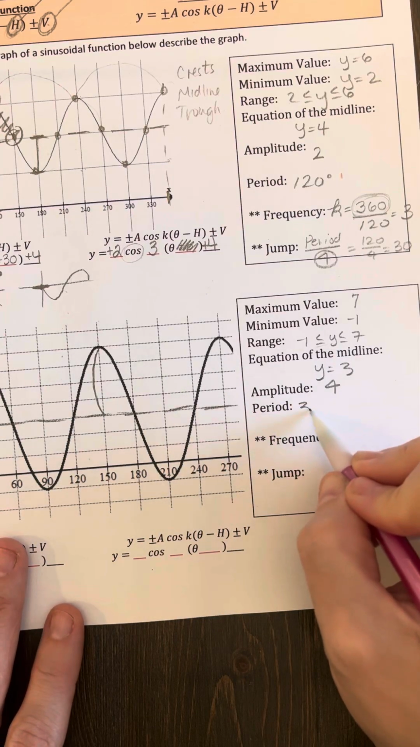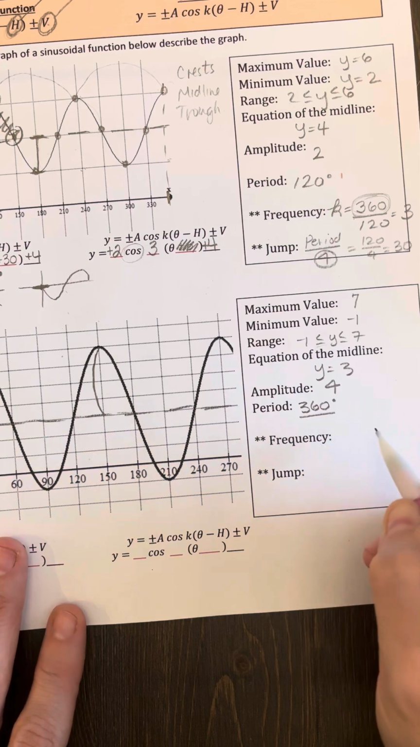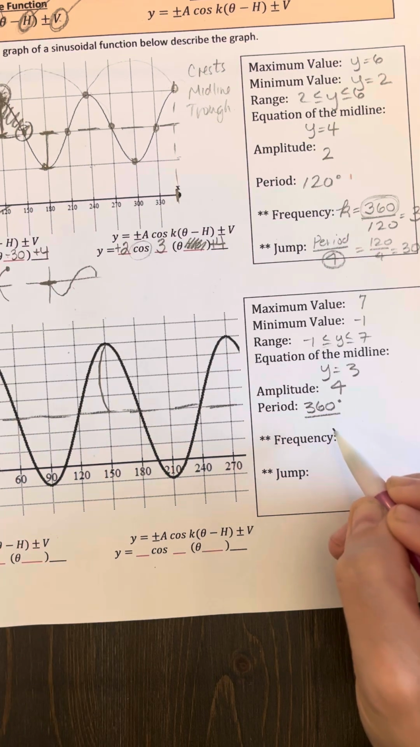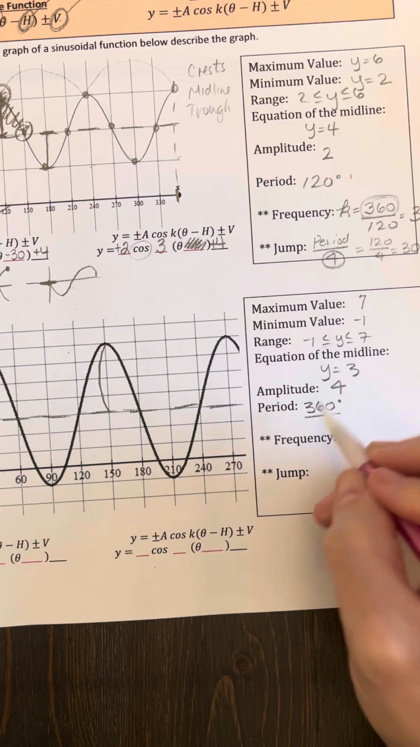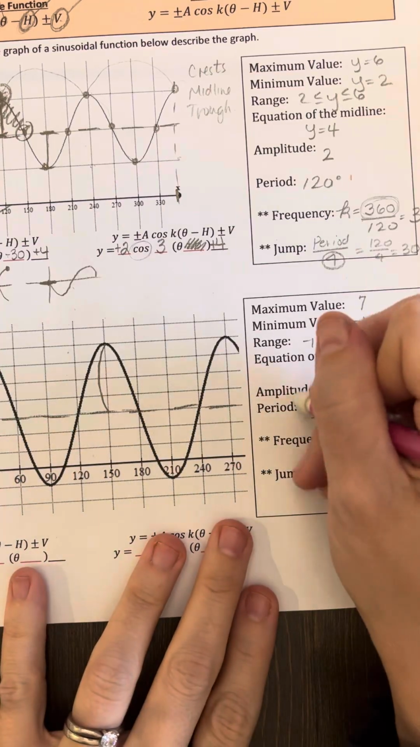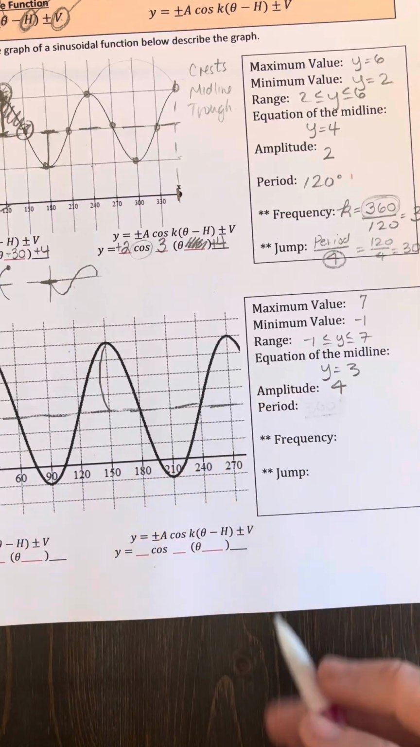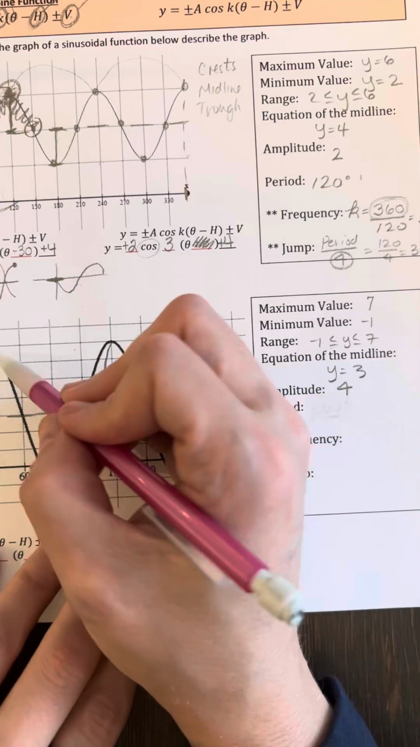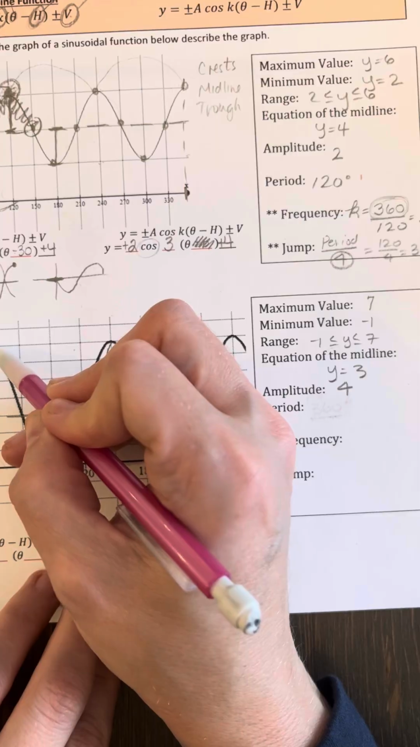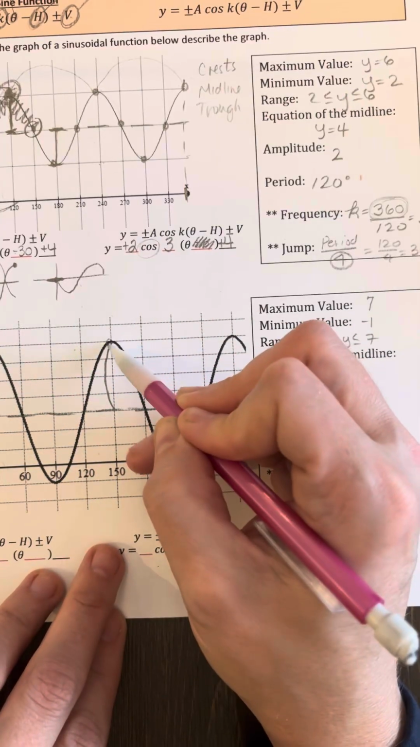My period is 360 divided by... Oh, sorry, I don't even need to do that. I just have to count how long it is from start to finish. I don't know what my frequency is, so I can't do 360 divided by frequency. So just pick a start point, like maybe here. And this is the end point.